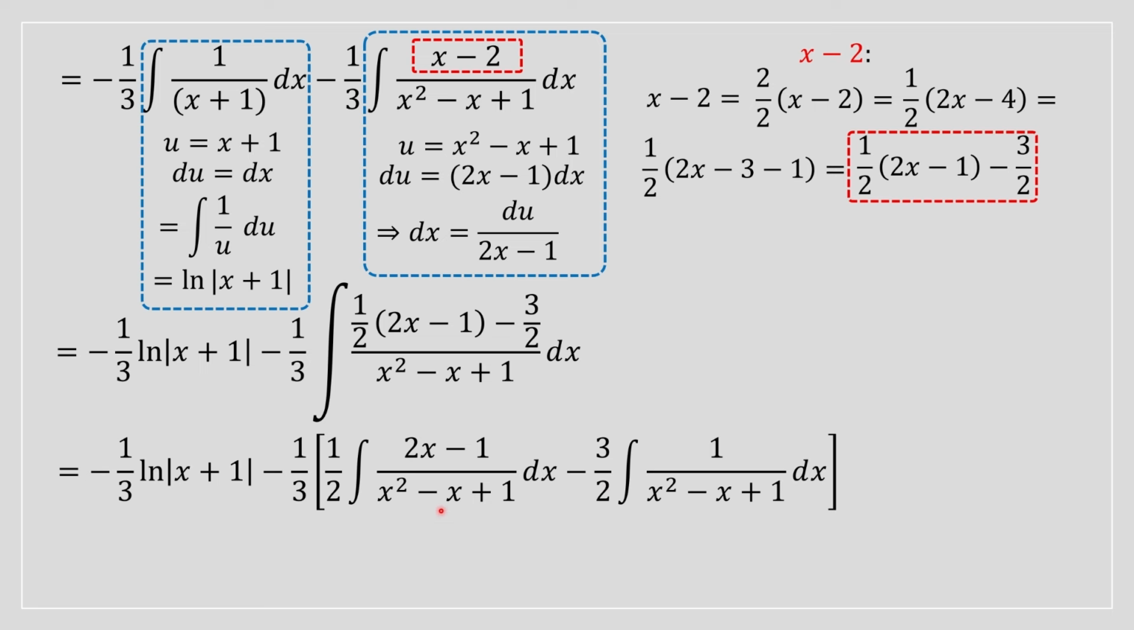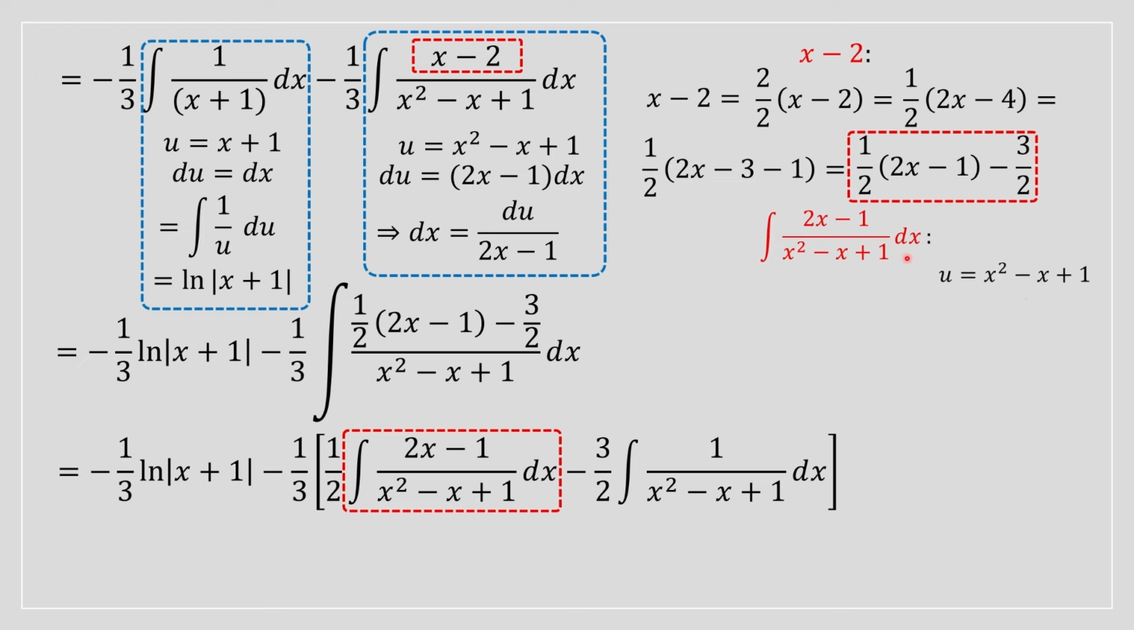Now if we come back to this integral, let's focus on this one right over here: 2x minus 1 divided by x squared minus x plus 1. Notice that when we apply the u-sub, this is going to be the u-sub, and look at what dx is equal to: du divided by 2x minus 1. This 2x minus 1 is going to cancel out. Let's take a look. I did it right here.